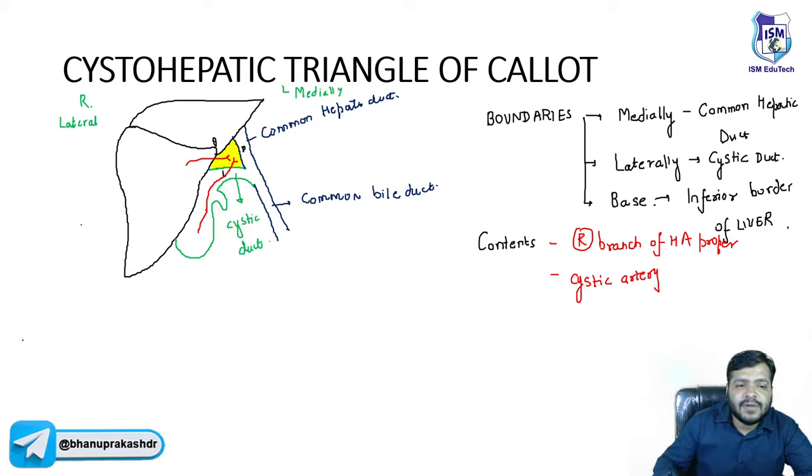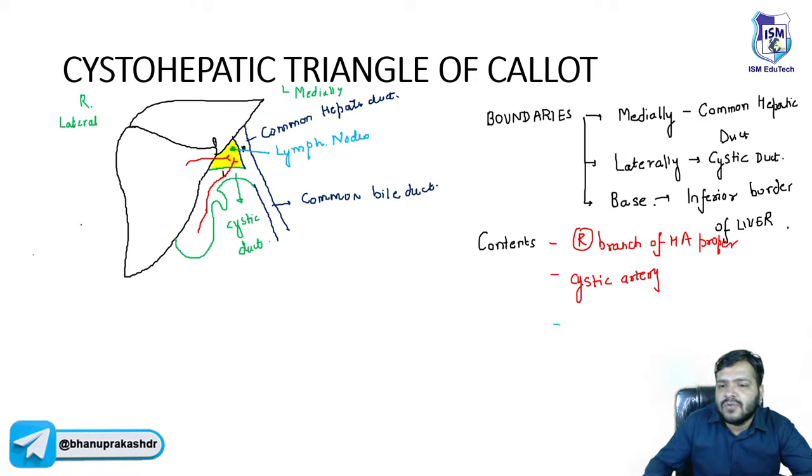And we have lymph nodes also that you will encounter over here, beta. These lymph nodes are called the cystic lymph nodes, the cystic lymph nodes of Lund. So these are also present in this triangle.